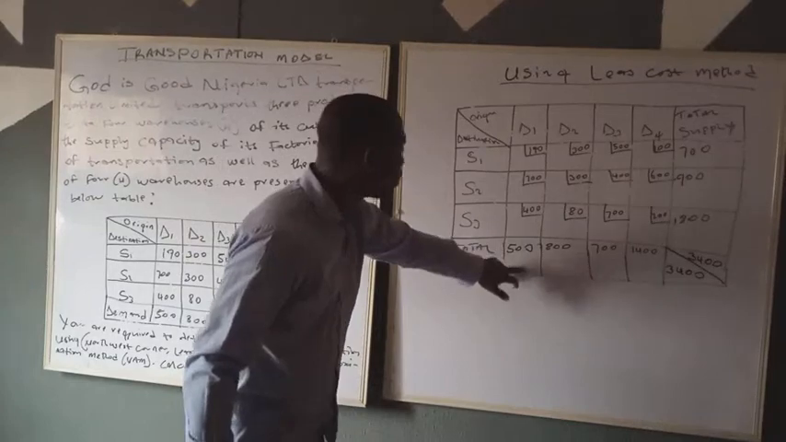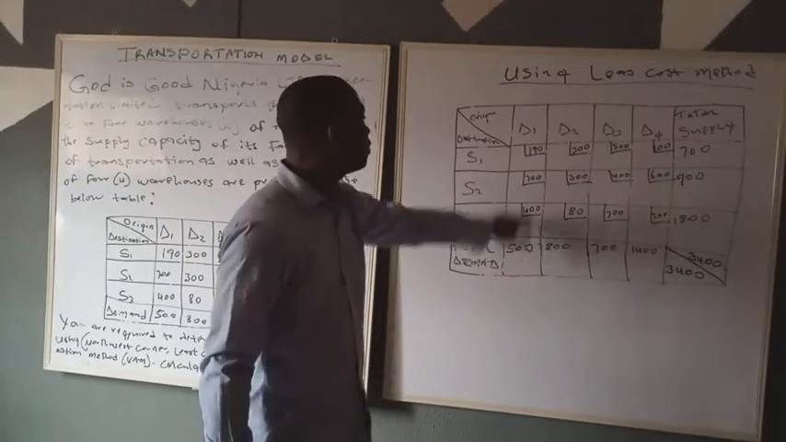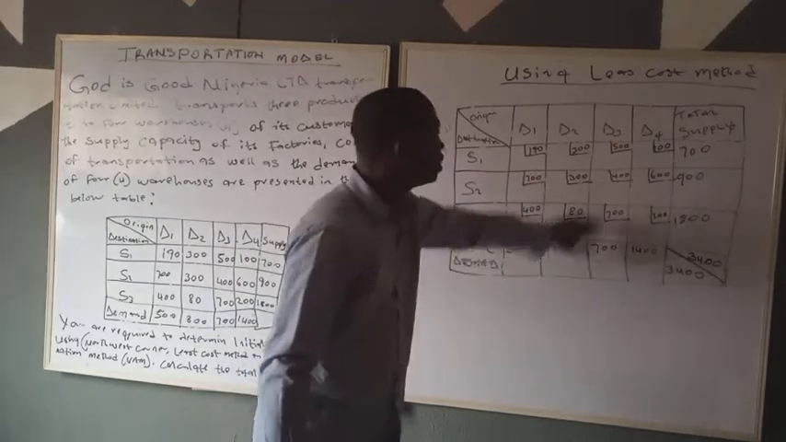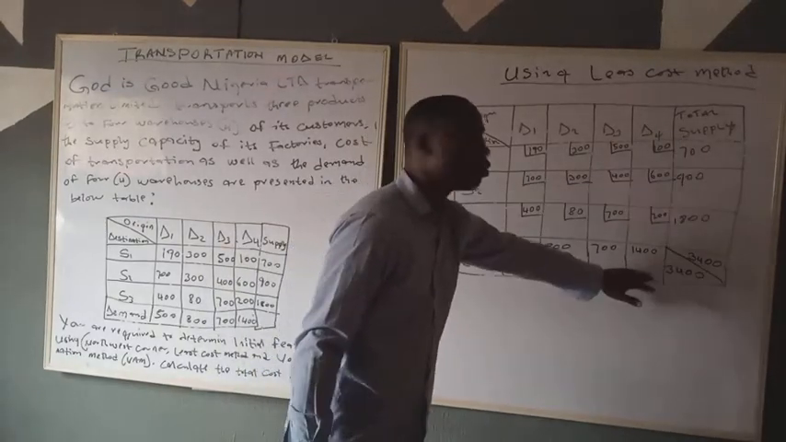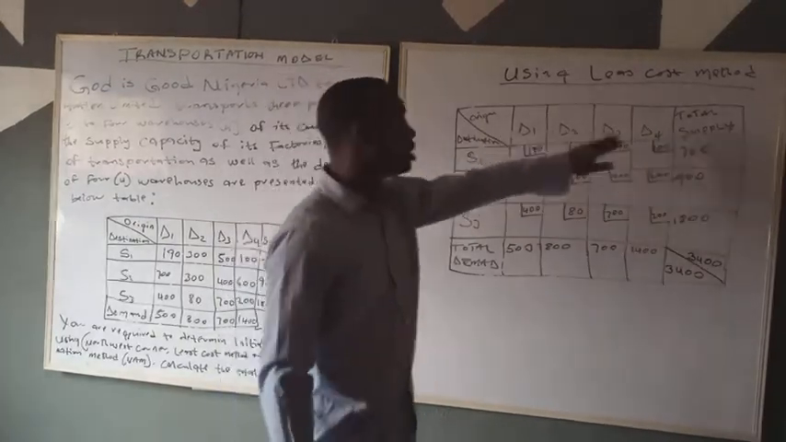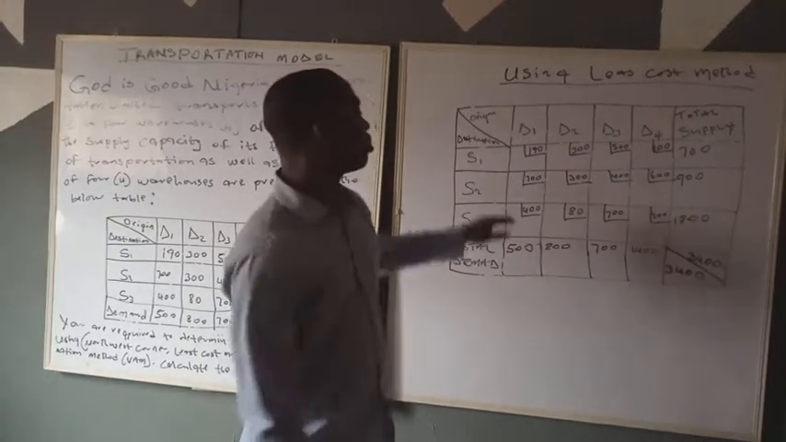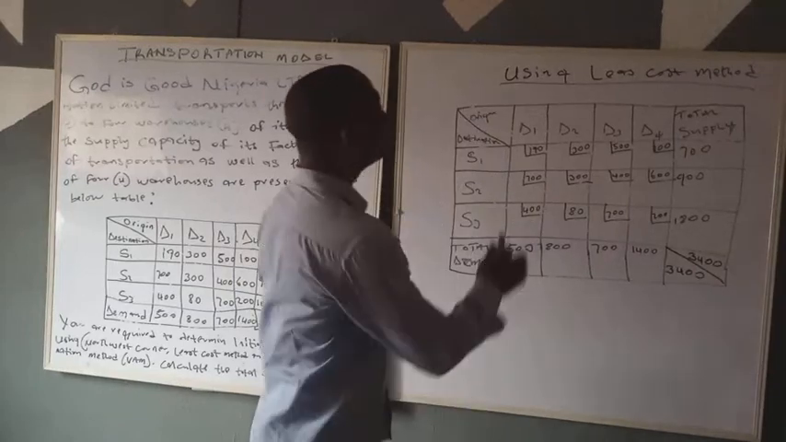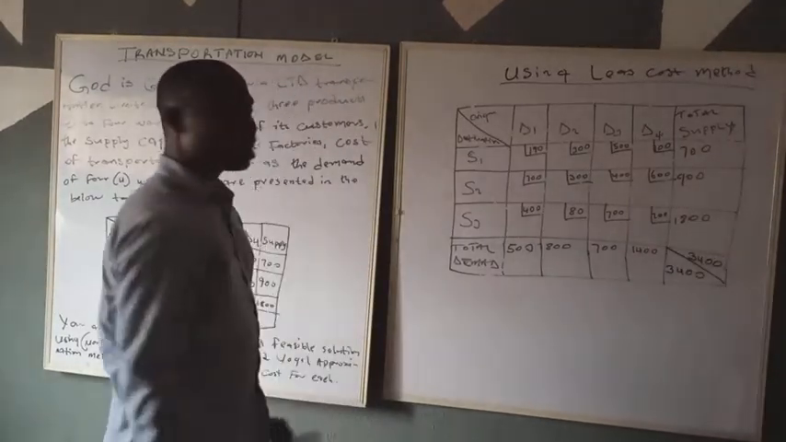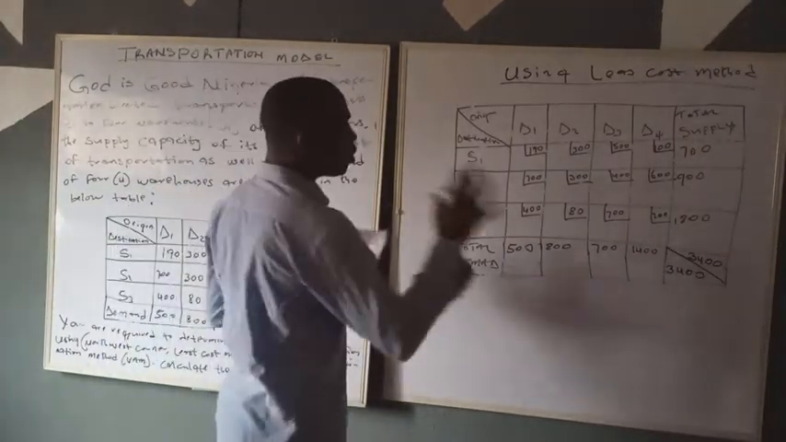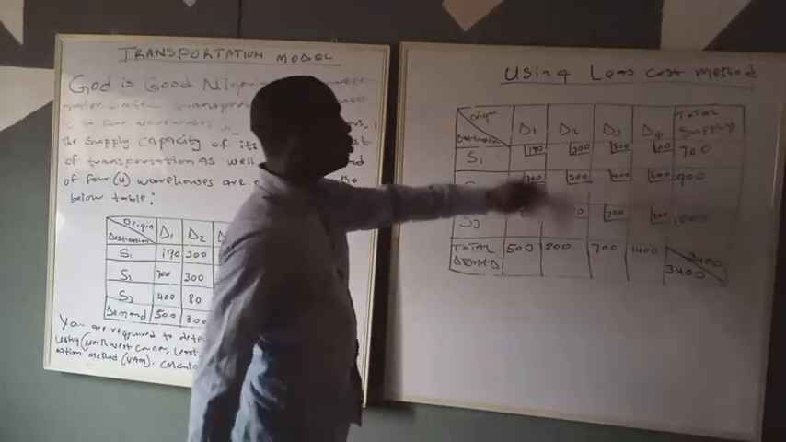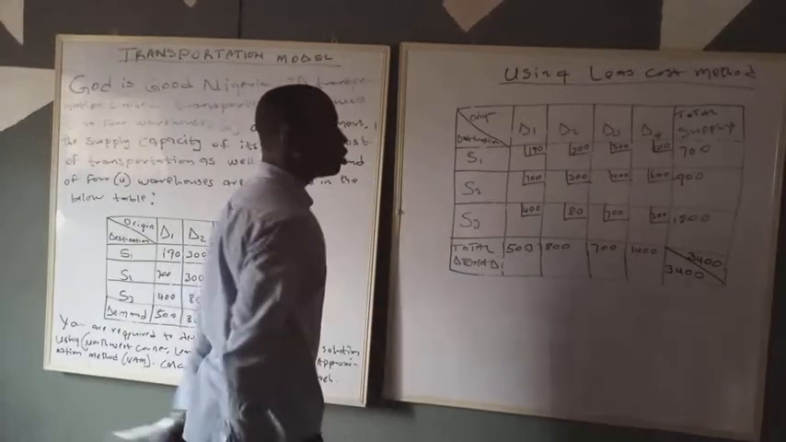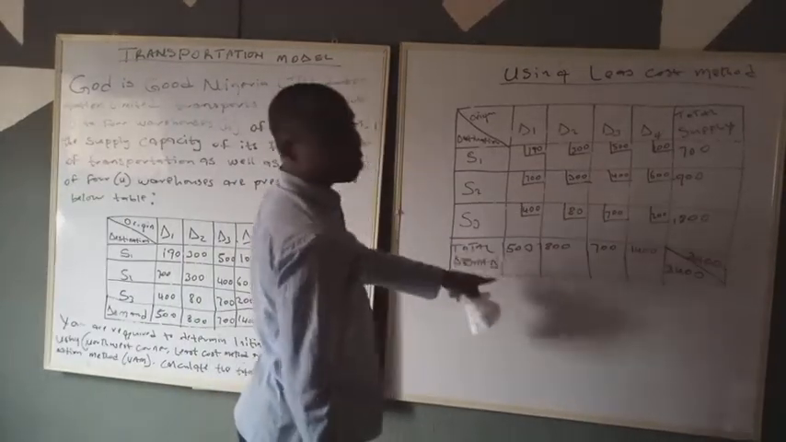Demand 1 is 500, demand 2 is 800, demand 3 is 700, demand 4 is 1004. And supply 1, like I said before, this is their total capacity that they can supply. This one can supply 900, and this one can supply 800. So we want to use the least cost method. No matter which method we use, we are going to supply all the supply and satisfy all the four demands, because total demand is equal to total supply.